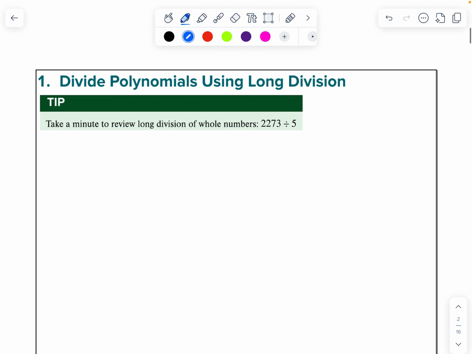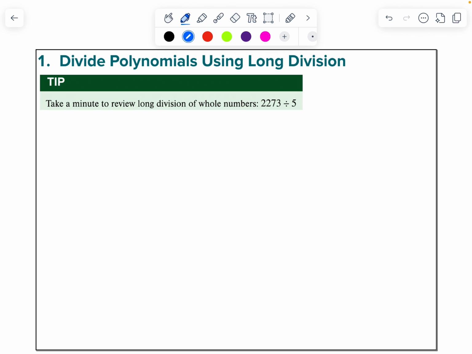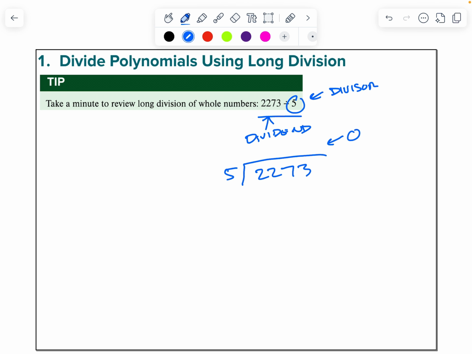It helps to remember, if we're going to do polynomial long division, how to do regular number long division. So if I had this example right here, 2273 divided by 5, long division, if you remember back to 5th grade, 4th grade, whenever you did it, the divisor goes outside. This right here is the divisor, the number you're dividing by. The dividend goes inside, 2273. That's the dividend. And your answer up here is going to be called the quotient.